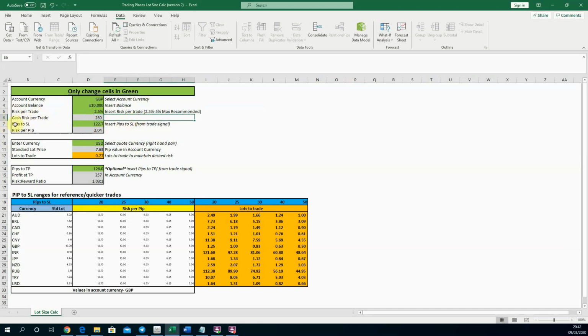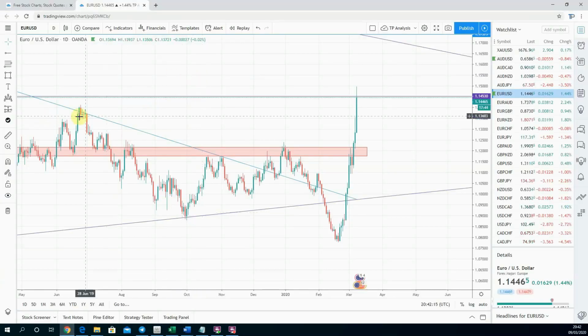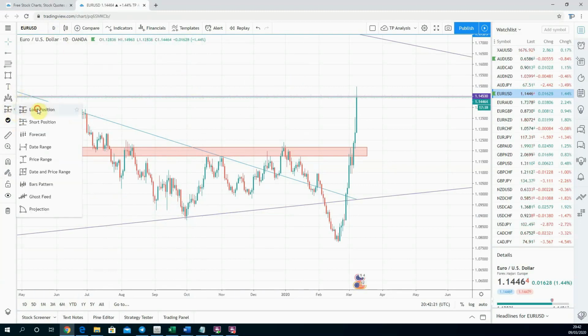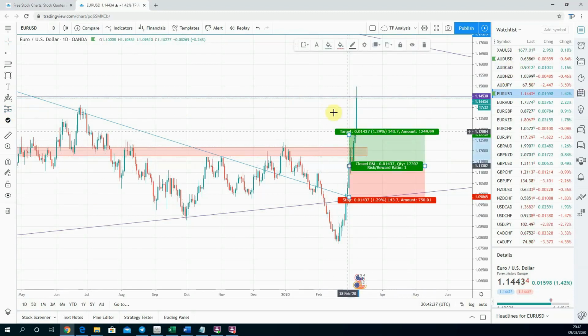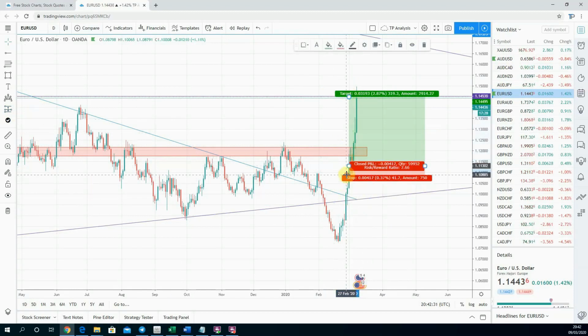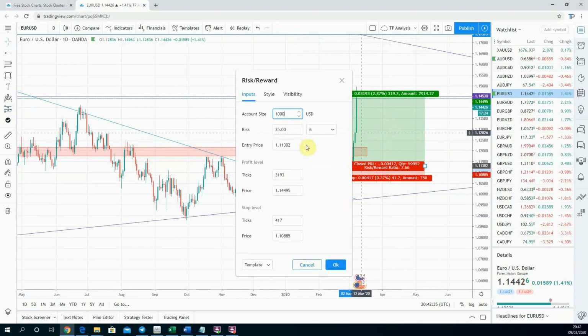So now, if we say pips to stop loss, if we go back to our chart here. This is euro dollar, and we use our long position tool. We can just enter any long position. It doesn't matter. This is a completely fictitious trade. We can have a long position set up there. We can identify we want to have a stop loss here. We'll make it rounded up to make it easier. So we've got a 40 pip stop loss.